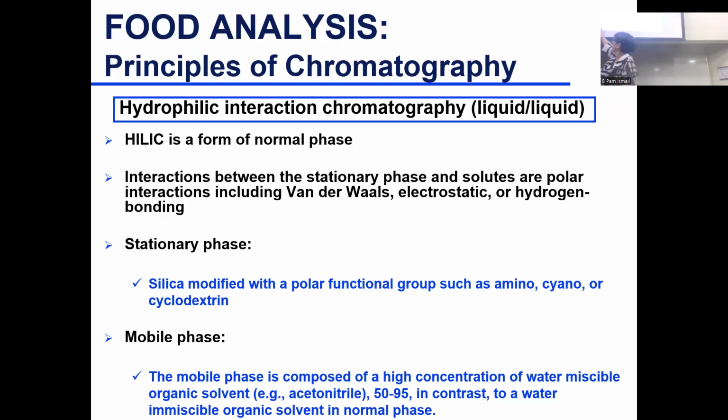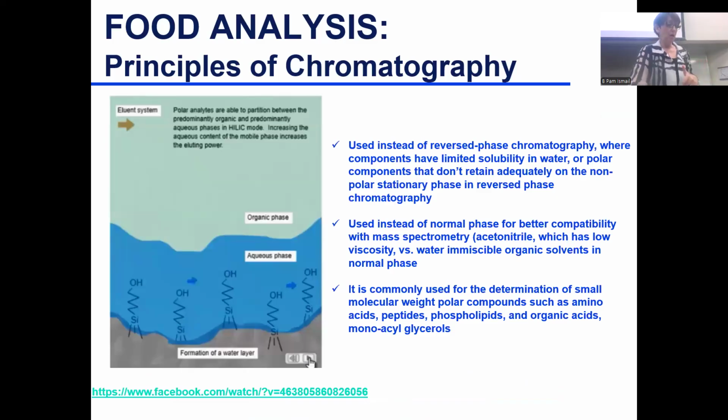The mobile phase, instead of being immiscible with water, is actually a miscible organic solvent. That's the difference. Now, why did we go with hydrophilic interaction chromatography? Why not just regular normal phase? There are reasons. Sometimes you have components that don't interact really well with reversed phase, so you really want them to have more interaction with the polar stationary phase. But then these components are not very soluble in water.